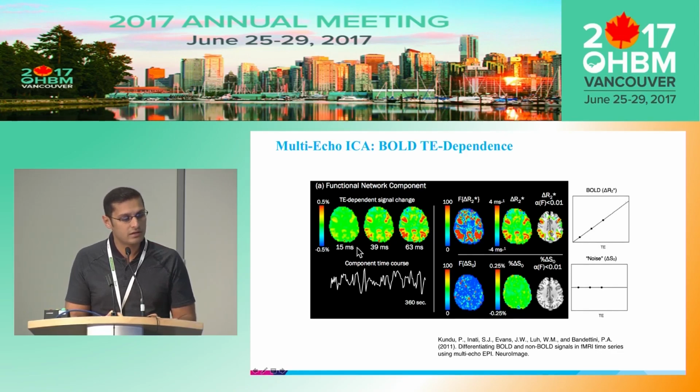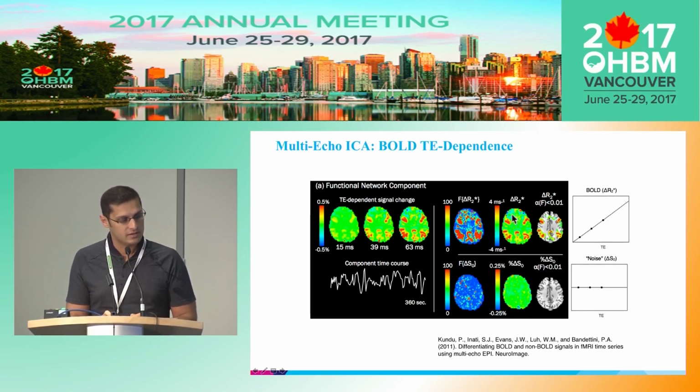So let's say you have a component here. This, I think you'll agree, represents something brain-like. It has a slow time course. If you fit the model time course to the individual time series of the different echoes and express it in percent signal change, what you'll see, as represented in these two figures, is that in the areas where you have significant BOLD signal, percent signal change will increase linearly with time.